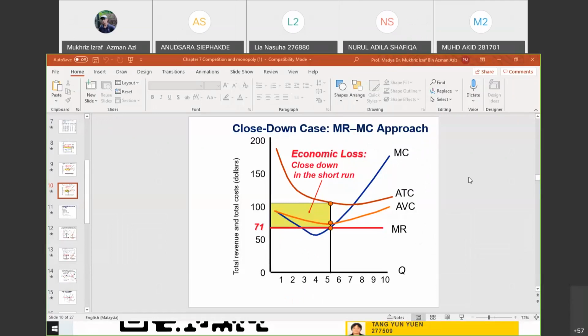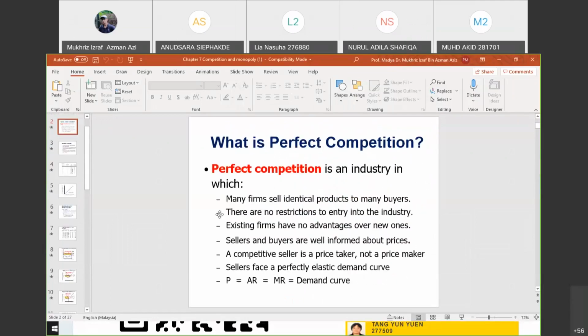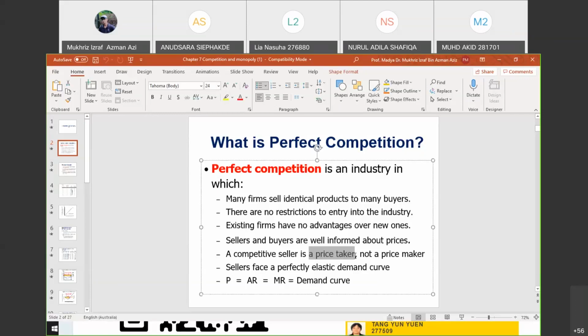Okay, so today we are going to finish up on topic number 7, on the monopoly and also the perfect competition market. Before we continue, let's just recap what we did last Monday. Last Monday I introduced the perfect competition market. What are the main characteristics? The main thing is the firm is a price taker.